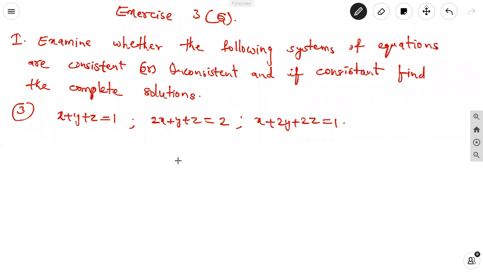Examine whether the following systems of equations are consistent or inconsistent, or if consistent, find the complete solution.